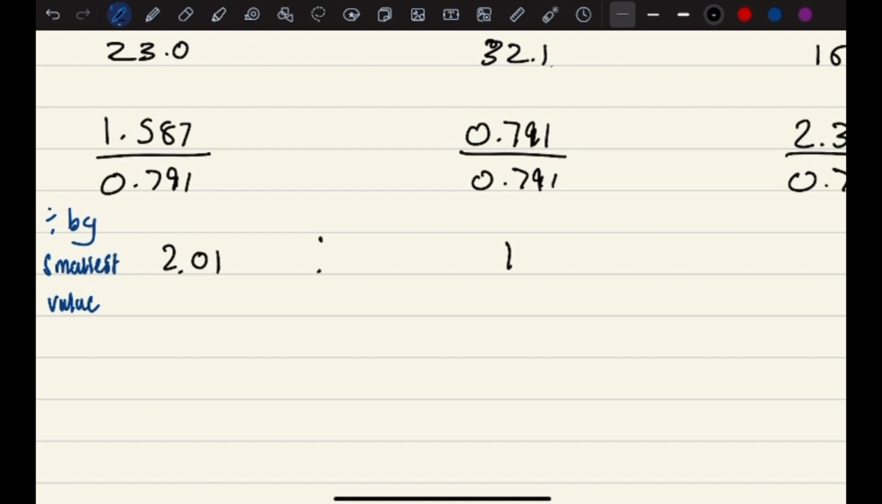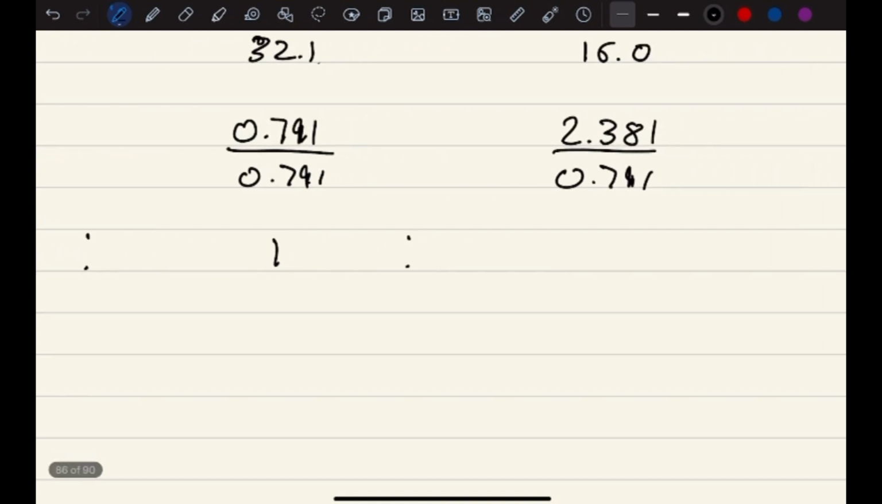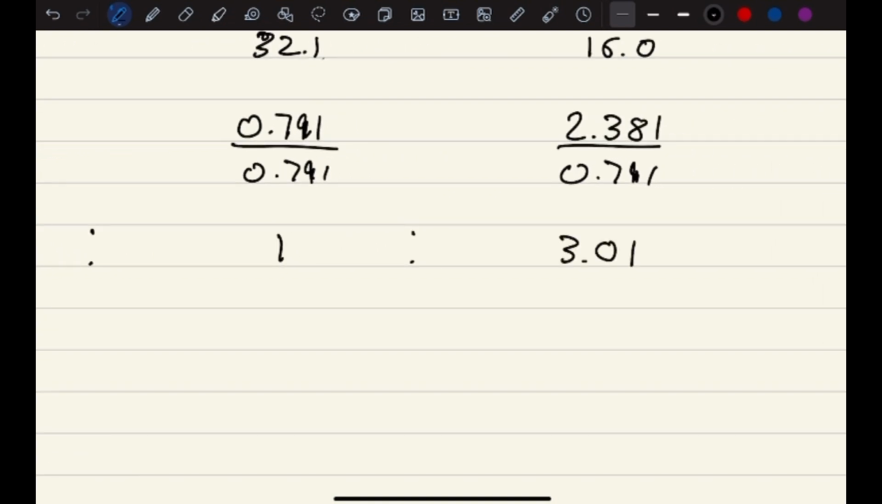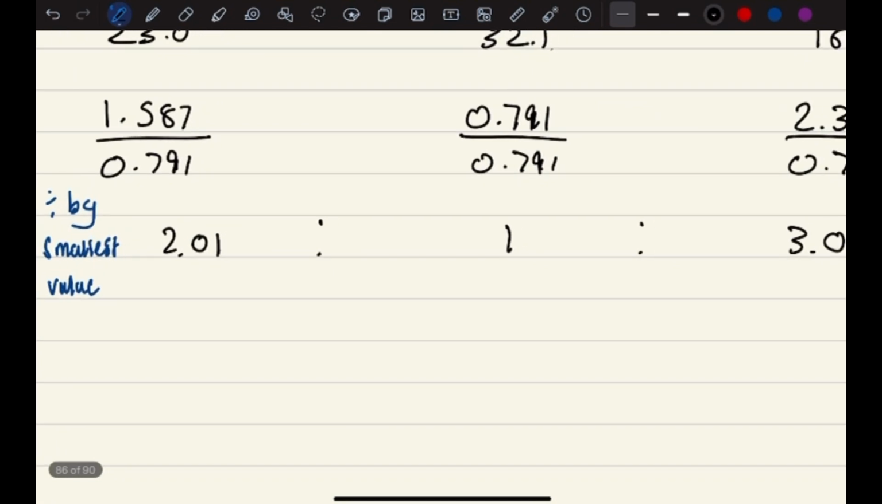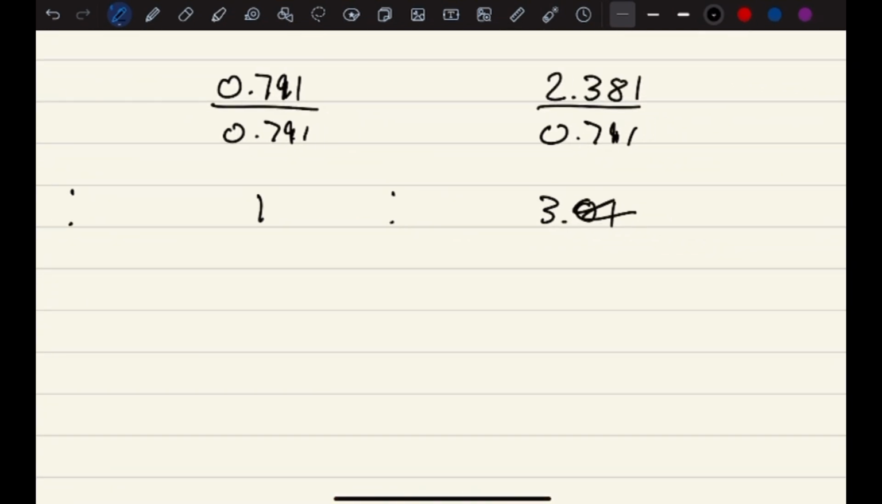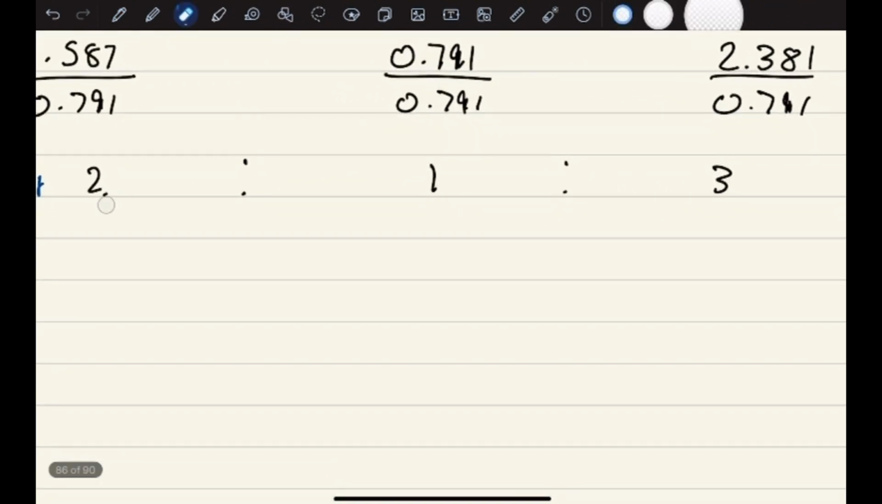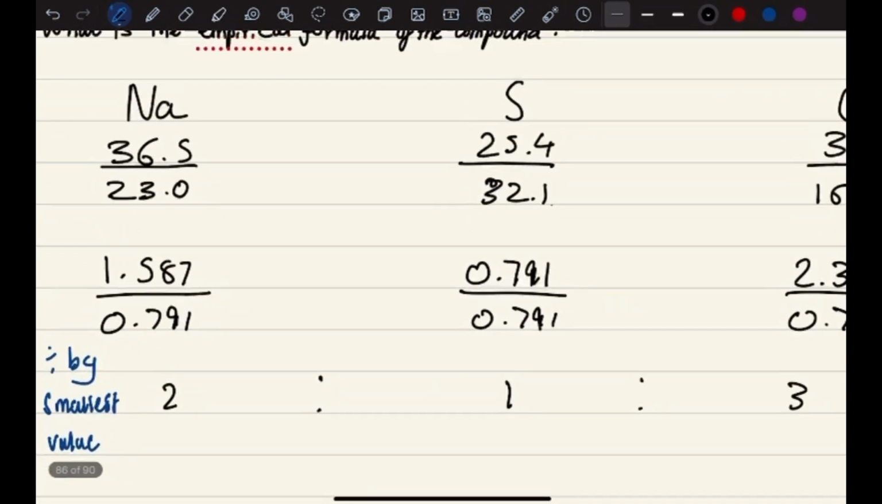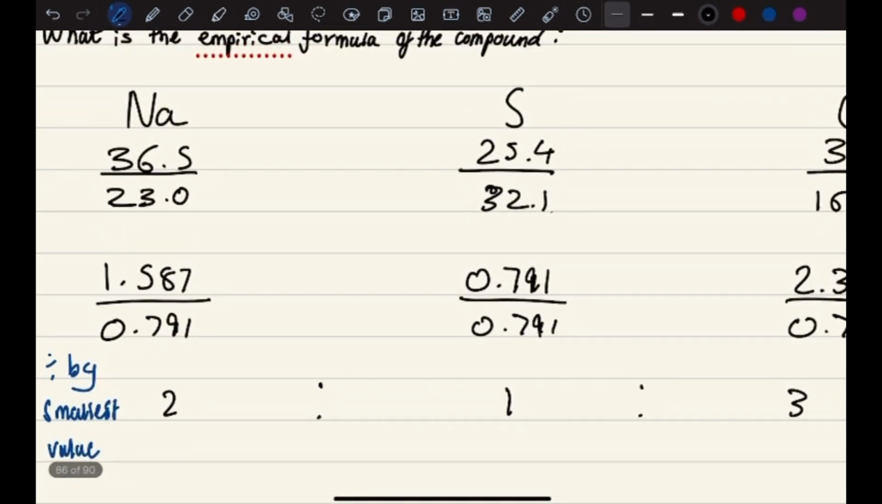And then we're going to express this as a ratio now, to 3.01. Now, I look at 2.01, I look at 3.01. I'm going to say it's close enough, guys. It's close enough to being 2 and 3. So we're just going to kind of ignore this. Yeah? That wasn't meant to go to that. But yeah, we're just going to ignore it, and we're just going to leave it as 2 and 3. So now we have our ratio of sodium to sulfur to oxygen in the compound.